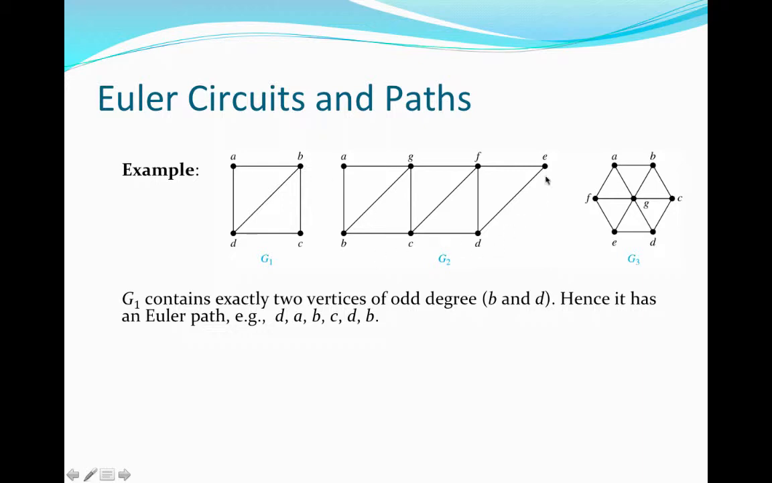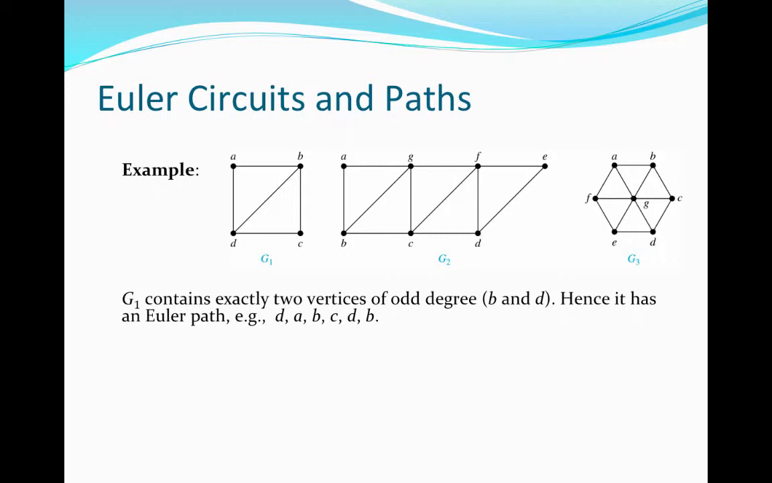Let's look at this larger graph here. Notice that A has degree 2, G has degree 4, F has degree 4, E has degree 2. So far we could have an Euler circuit, but now D has degree 3. So we know it doesn't have an Euler circuit at this point. It could still have an Euler path. C has degree 4, and B has degree 3. Since B and D are the only vertices with odd degree, we know that G2 has an Euler path.